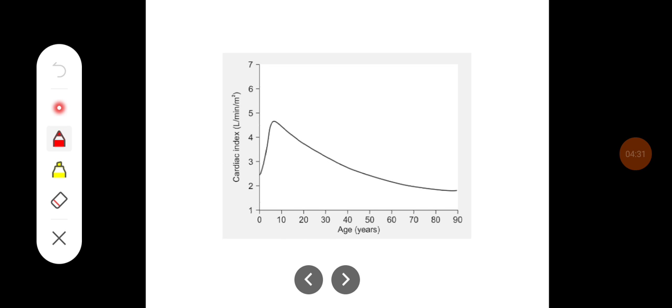This is the diagram showing how cardiac index increases during the 10 to 12 years, then it gradually decreases as the age advances.